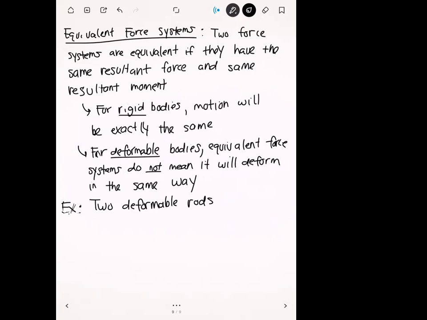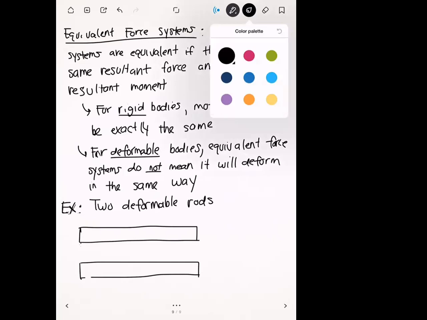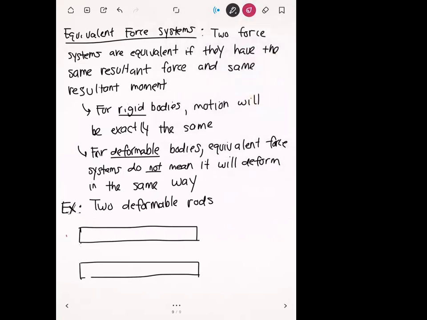Let's say that we have two rods, made of some kind of soft metal, maybe copper. I'll draw one rod like this, and another rod like this. Let's say that these two rods have equivalent force systems. For the first rod, let's say that it's in static equilibrium, but this static equilibrium is formed by compression. The ends of the rod are being compressed, and we have 10 kilonewtons on each side.